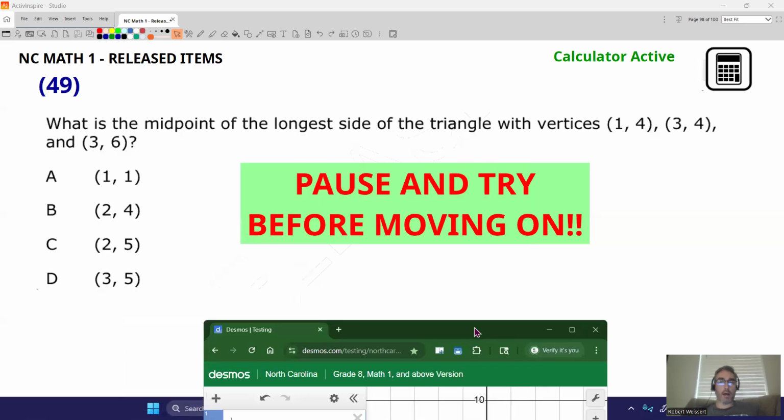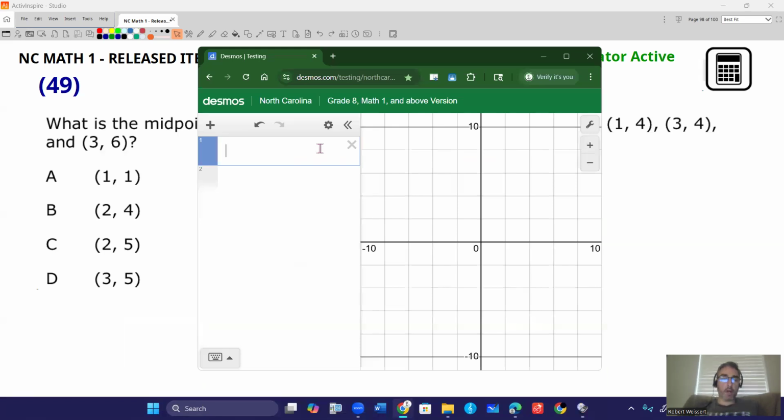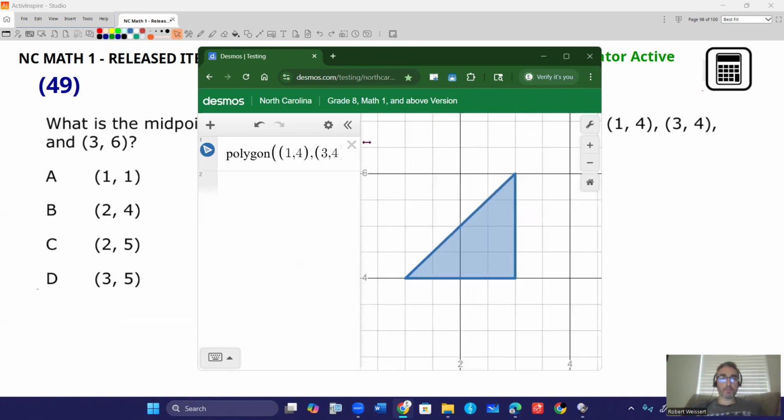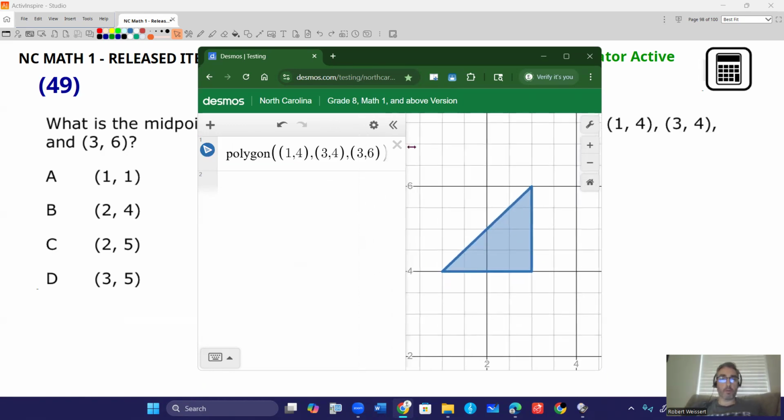So you may want to graph this. We have three coordinates, (1, 4), (3, 4), and (3, 6). If you watched my video with the rectangle, you might remember you can do polygon. Polygon, parentheses, (1, 4), comma, (3, 4), comma, (3, 6). Let me zoom in on that. Looks like I see myself a right triangle.